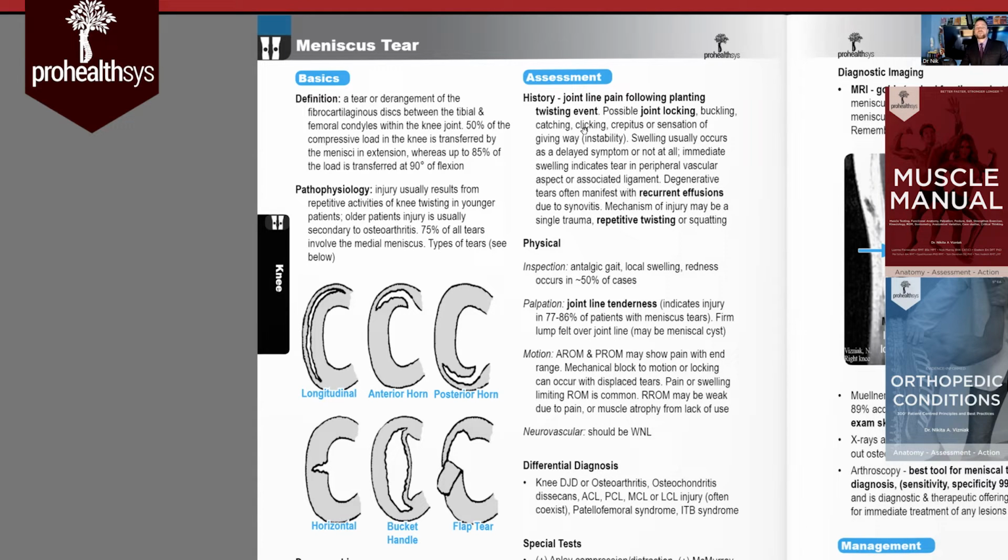All right. So history: joint line tenderness following the twisting event. And this is the dead giveaway. The person literally, here I am in my professional attire, they're going to go like this and say, it hurts right here.